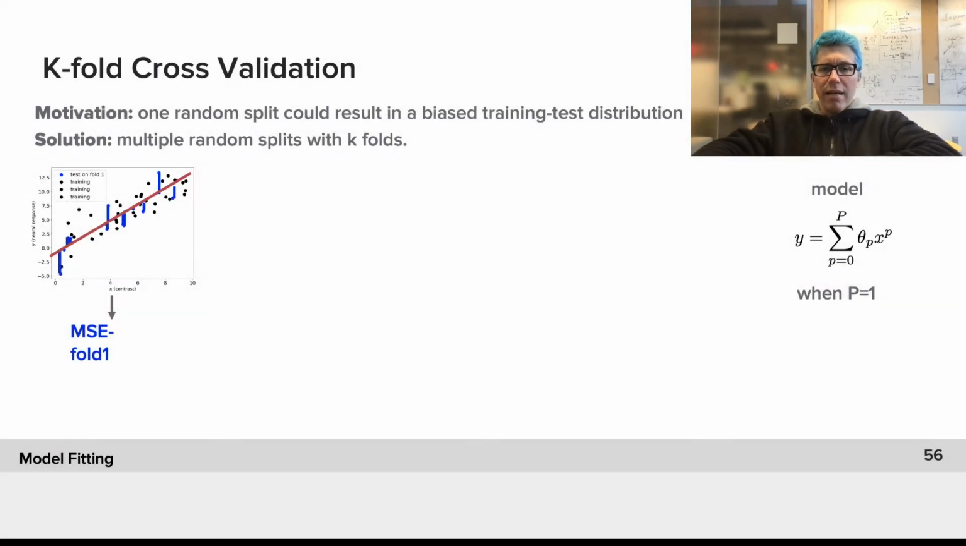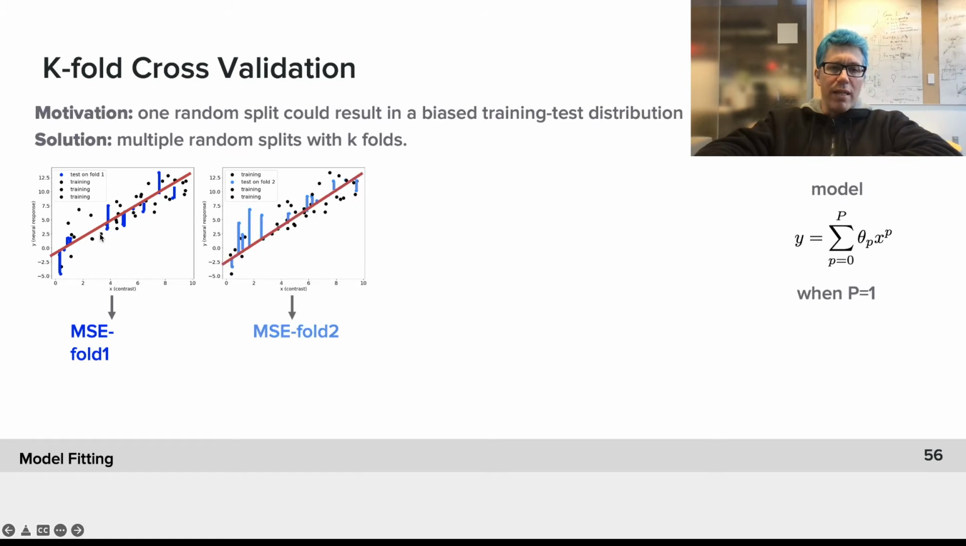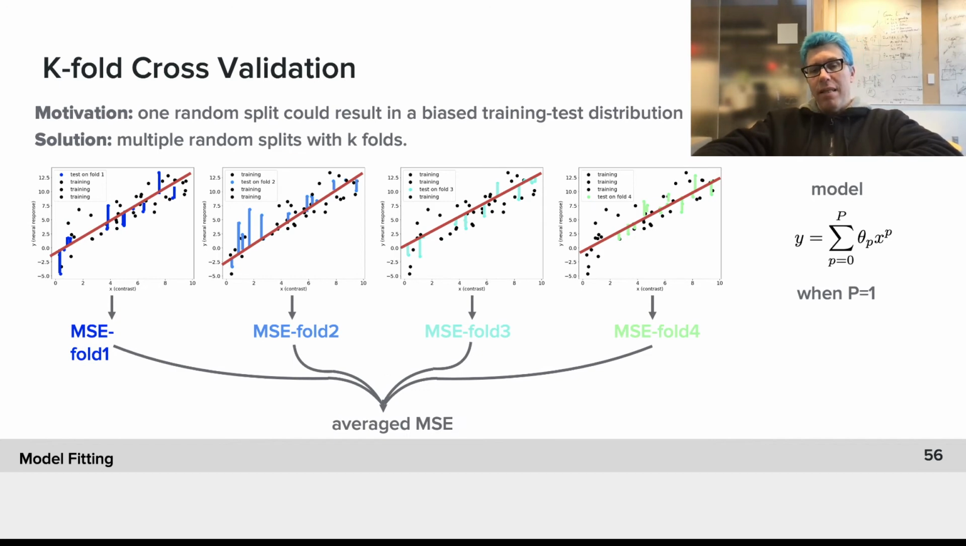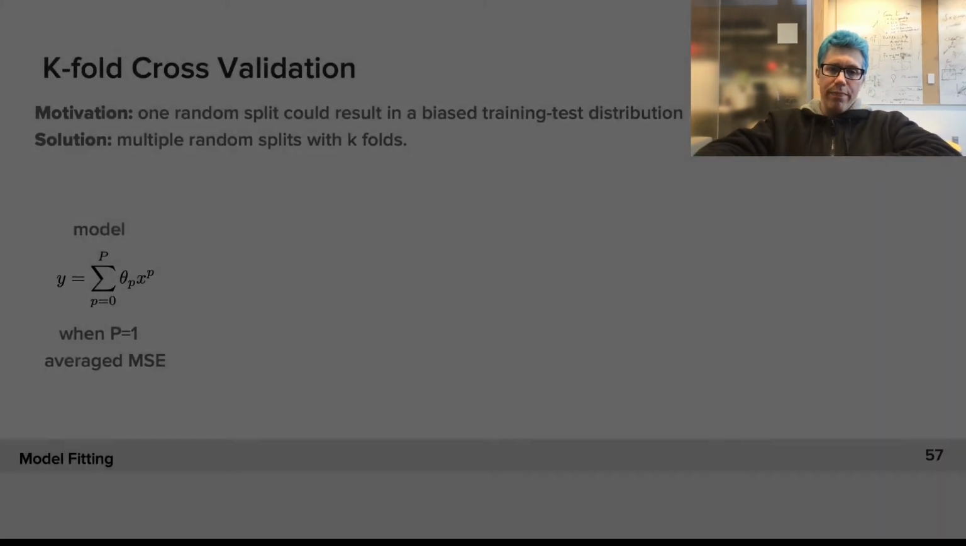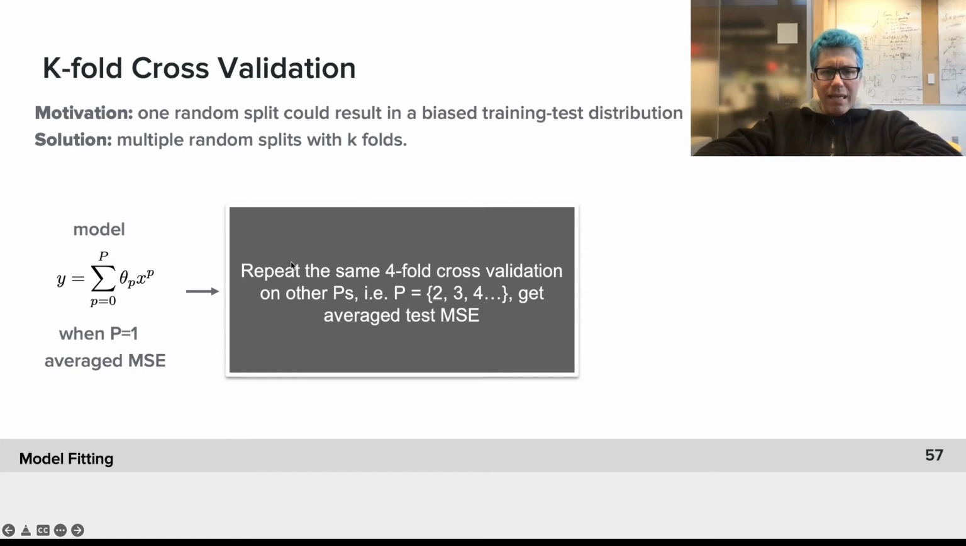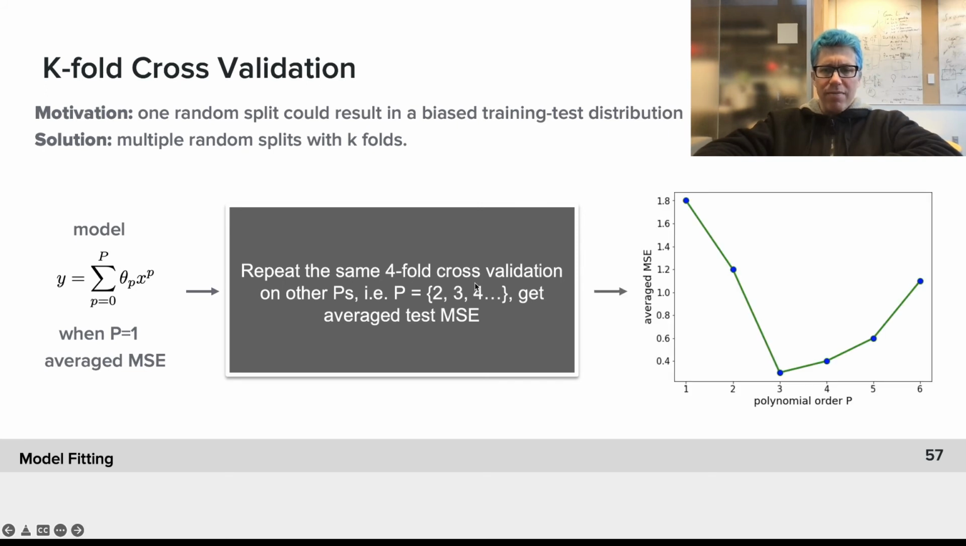So if we do k-fold cross-validation, again, here we have our model, then we're going to get the mean squared error on fold 1, the mean squared error on fold 2, mean squared error on fold 3, mean squared error on fold 4, and so on and so forth. In this case, we just have 4. We take all of them, which gives us the averaged mean squared error. So now we have k-fold cross-validation. We repeat the same 4-fold cross-validation for the other models, which gives us the average one.